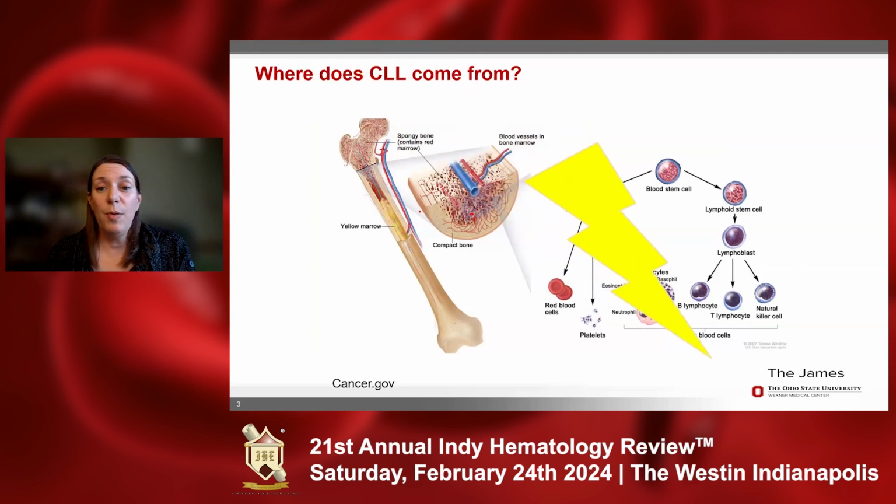In CLL, a mutation arises somewhere in this process, and it's still a little bit debated whether this is at the blood stem cell level or at the more mature kind of B cell differentiated level, which changes this kind of normal process of hematopoiesis into a cancer. And in this case, it's a cancer of these B lymphocytes where they begin to acquire signals to tell themselves to continue to grow and to divide.